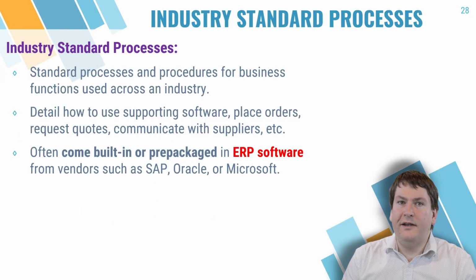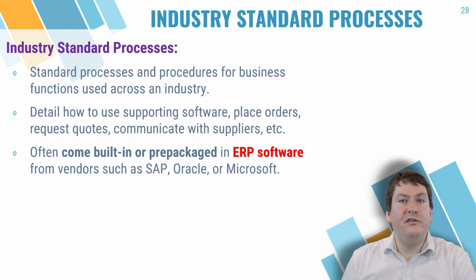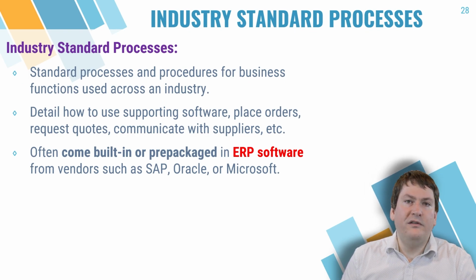So what are industry standard processes? Well, they're processes and procedures for performing common business functions that are used by multiple organizations across a whole industry. They detail how to use supporting ERP software, how to place orders, request quotes, communicate with suppliers, and much, much more. They essentially cover all functions and activities of a business.